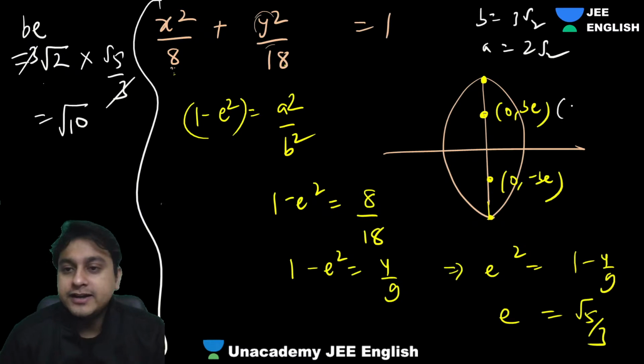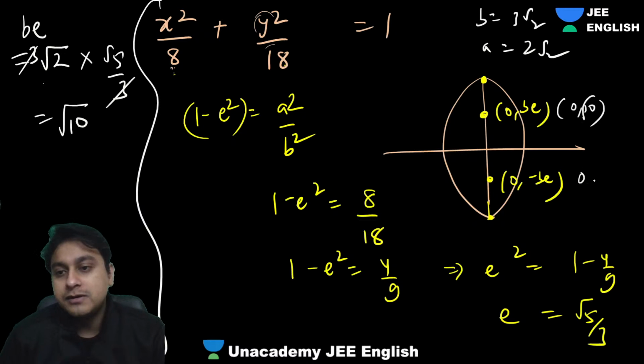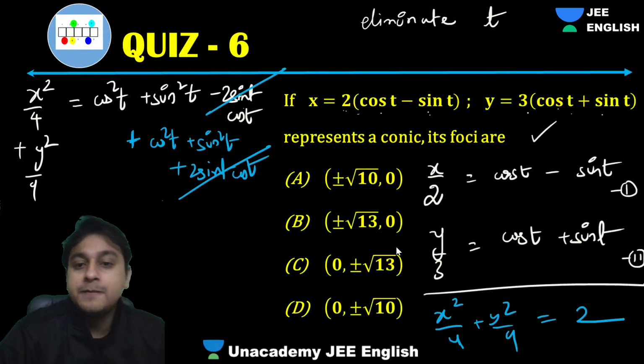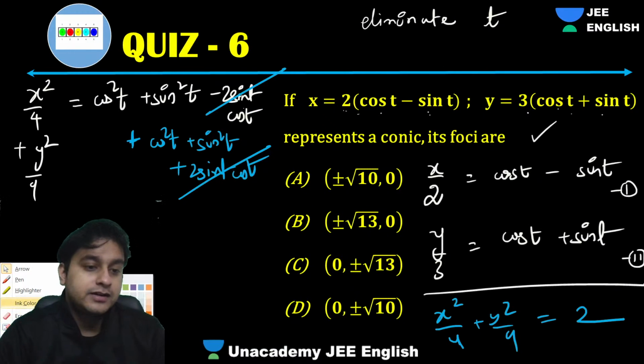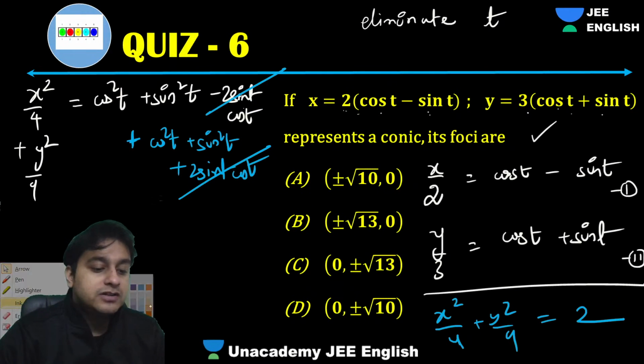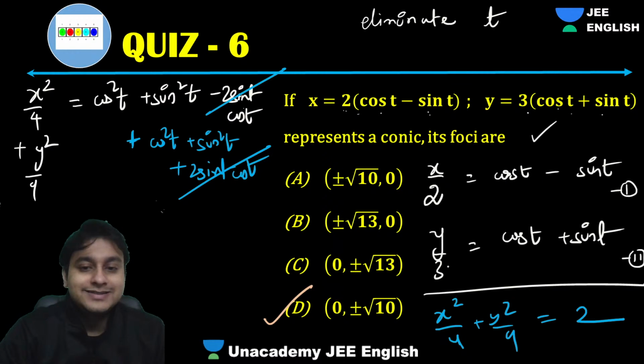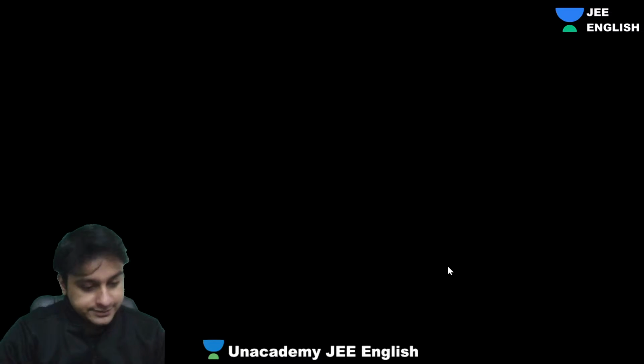That means, guys, this point is 0 comma root 10, and it is 0 comma minus root 10. These are the foci of the conic. Simple guys, simple logic, simple concept, and if you do this, we can obviously get on with these kind of questions. So next, let's move ahead.